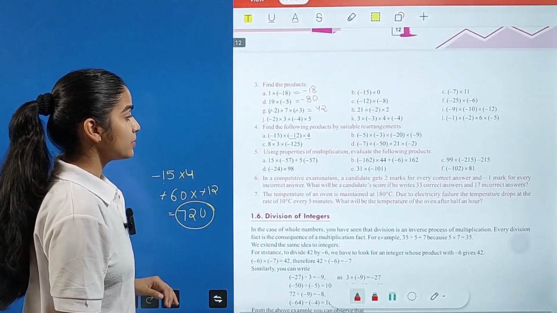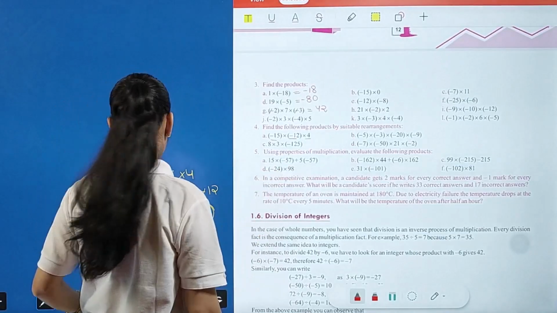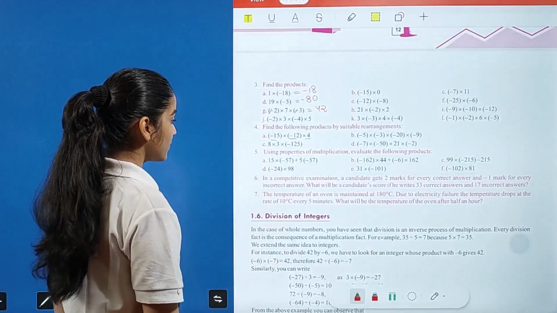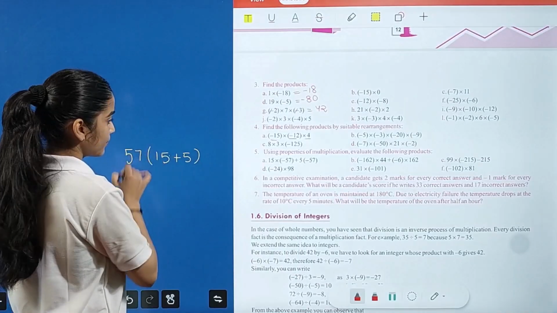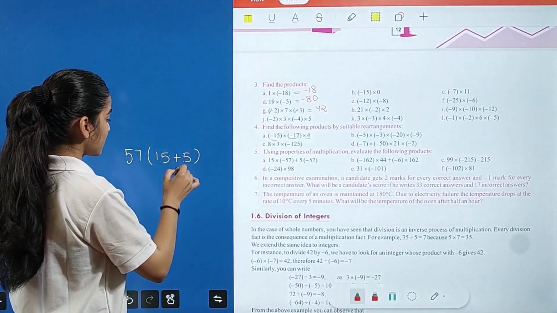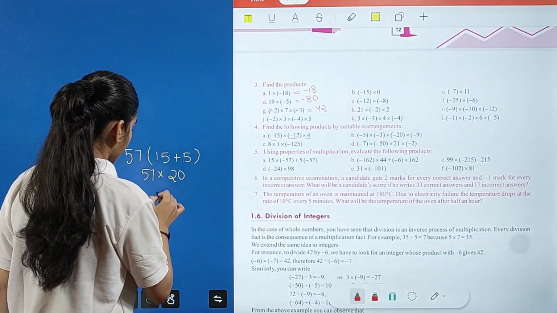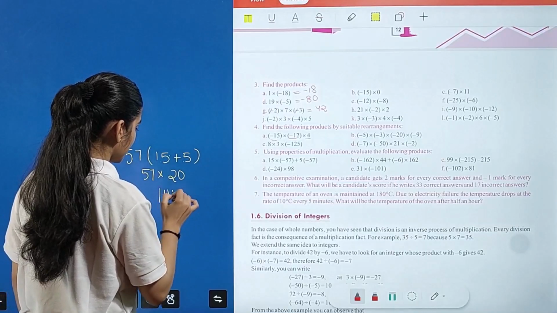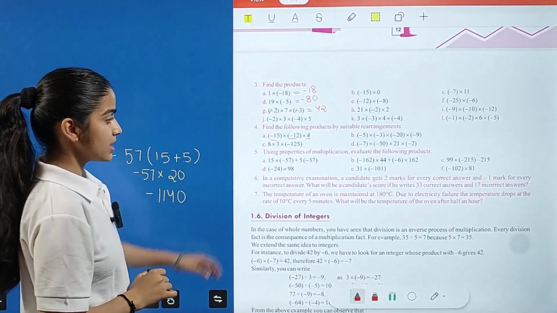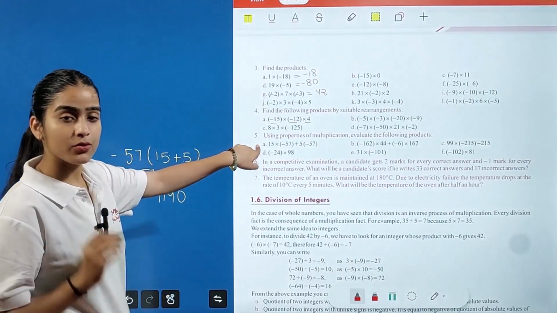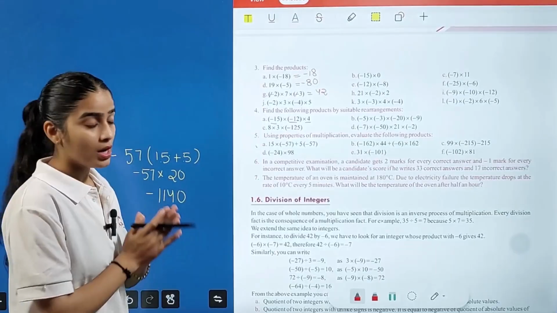Using properties of multiplication, evaluate the following products. 15 multiplied by minus 57 and 5 multiplied by minus 57. So in this case what can you do? Because both are in addition, 15 plus 5 is 20. 20 multiplied by 57 is 1140, your answer, negative. In this question A, we are using the distributive property. So you have to apply your properties and you also have to write which property you are using.